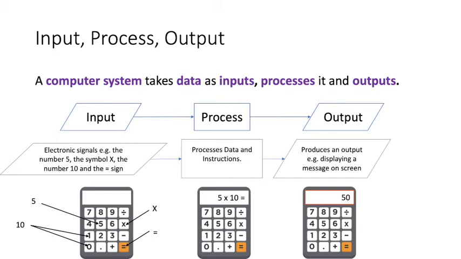So a calculator is a type of computer system where we take an input as electronic signals, we process data and instructions, the data being the numbers, the instructions being the multiplication symbol and the equal sign, and we produce an output, the result, which is displayed on the screen.